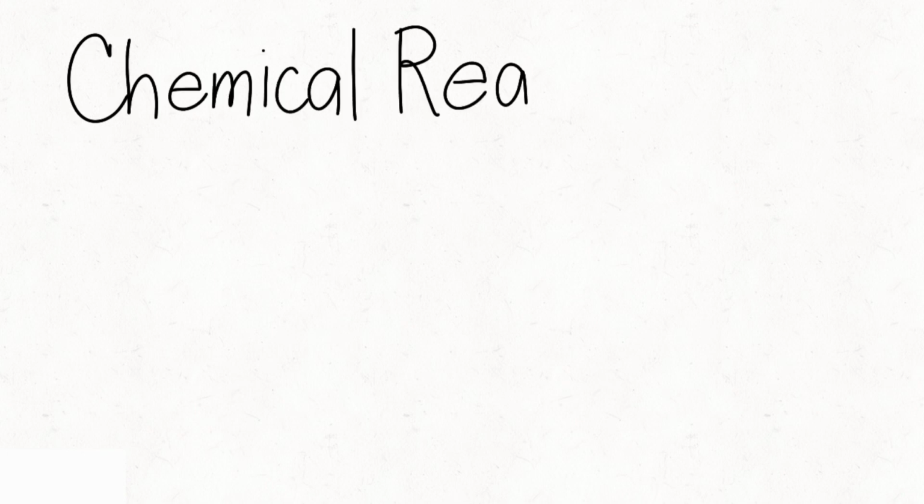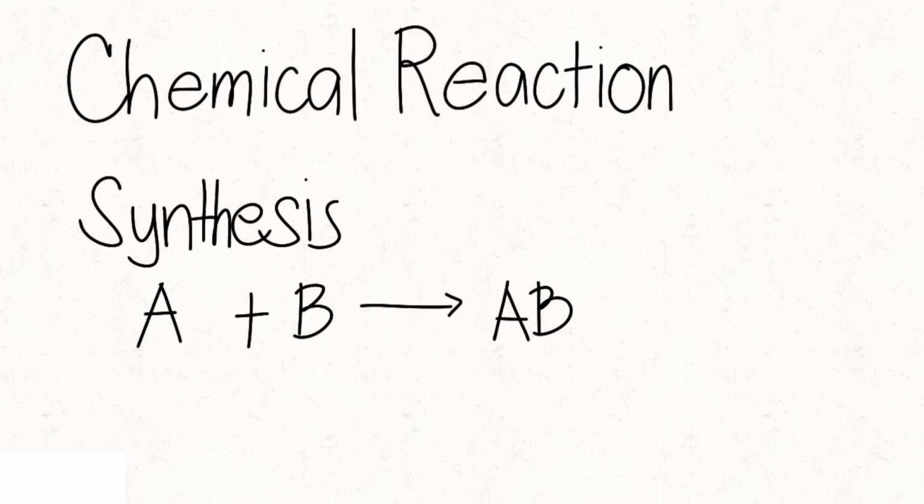Now let's proceed with chemical reactions and balancing equations. The first chemical reaction we're going to discuss is synthesis. It's just like 1 plus 1 equals 2. Synthesis is also known as combination. Always remember that all the things on the left side are called reactants and all the things on the right side are called products.